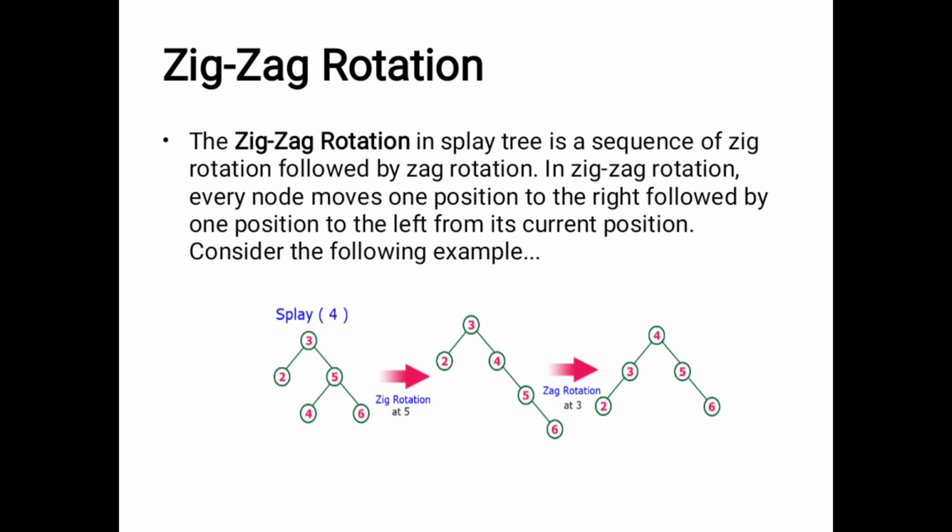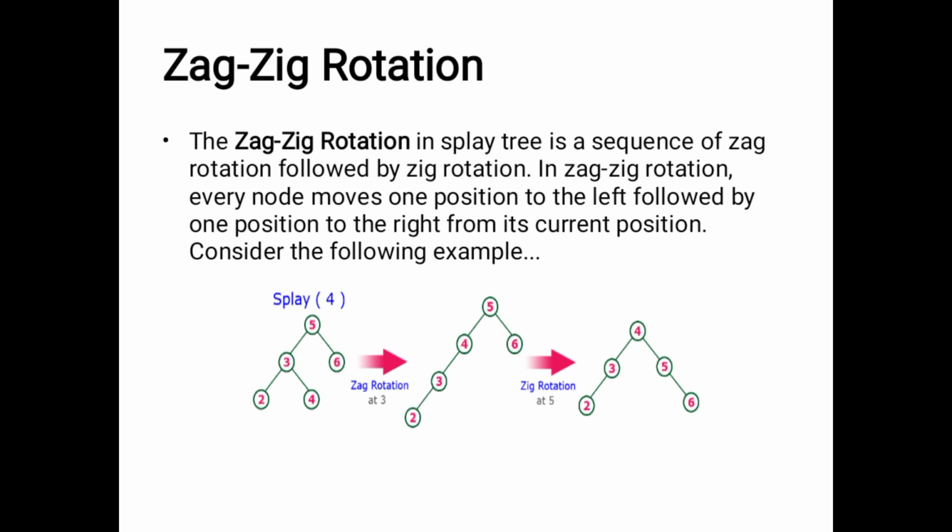Then we have to move 5. First we have to do the right rotation of the 5. Then 4 comes to the parent position, which is the root, and on its right side we connect the 5. Next we have to do the left rotation of the 4. Here 4 comes to the root, and on 4's left side we connect the 3. This is the zigzag rotation.